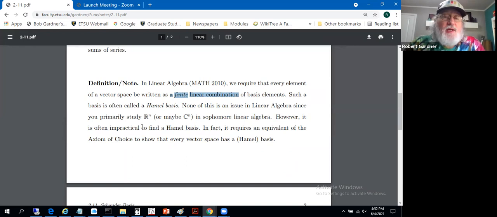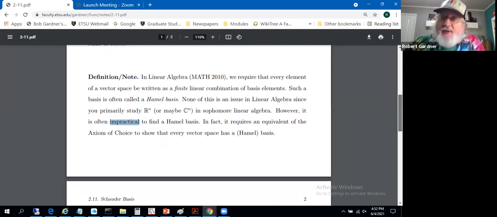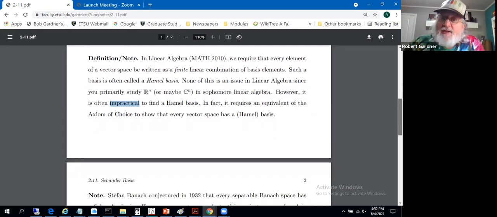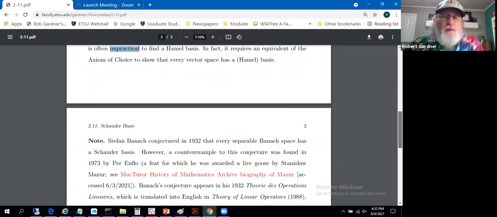The buzzword in all of this is impractical. In infinite dimensional space there is such a thing as impractical. You want a Schauder basis if you're in an infinite dimensional normed linear space. But FYI, these are deep, involved ideas that you probably don't discuss in sophomore linear algebra, but every vector space does have a basis. It takes the axiom of choice to establish that. That means it's way impractical to find one.